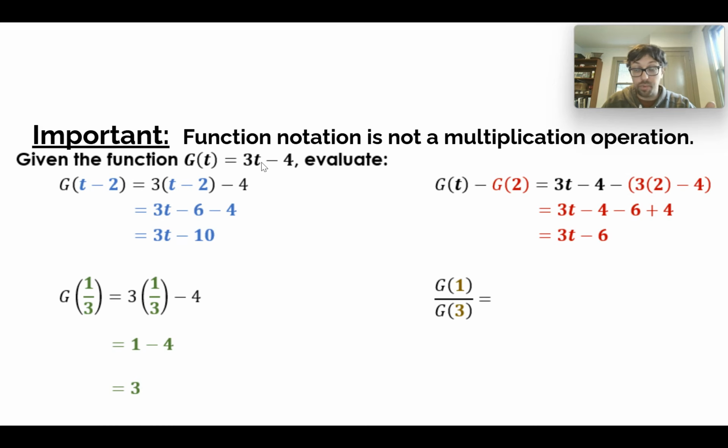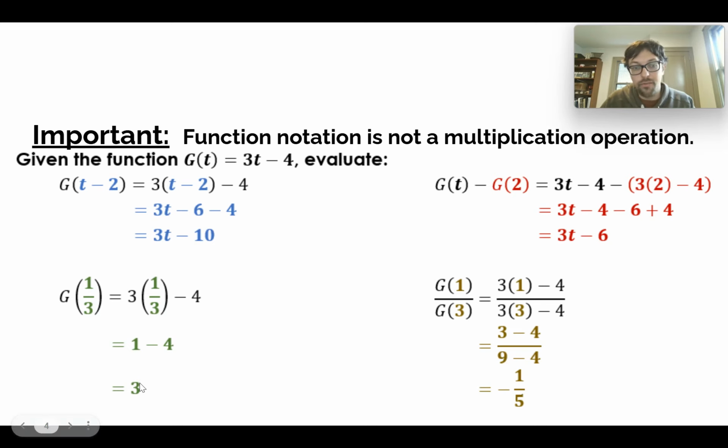G of 1, we're replacing that t with a 1. And then g of 3 is replacing that t with a 3. Then we simplify the top and the bottom. 3 times 1 is 3. 3 times 3 is 9. Can't quite see it, but then when we subtract those, we get negative 1/5, which is very different from what we got when we did that 1/3 into the parentheses instead of just doing the 1 and 3 as separate things. We cannot just distribute these function operations.